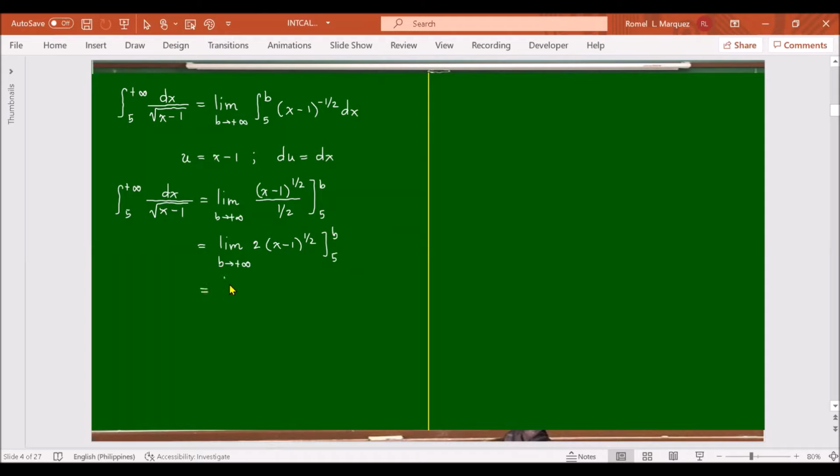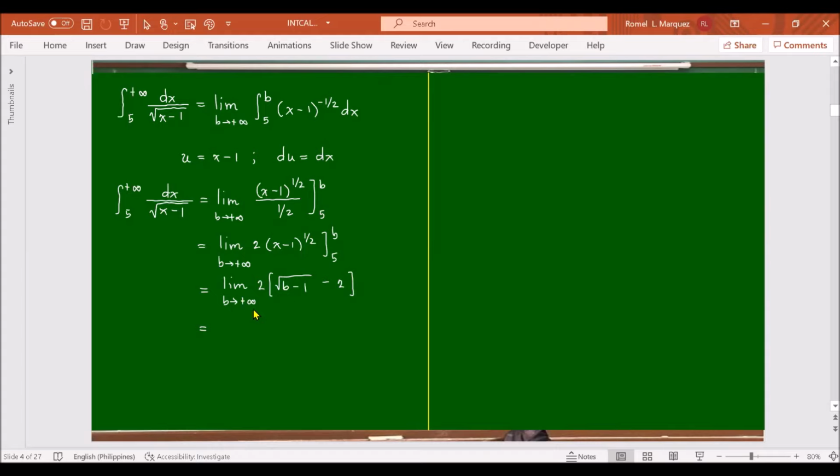So at the upper limit, we have the limit as b approaches positive infinity of 2 times, so this radical, (x minus 1) raised to 1/2, is equal to square root of b minus 1, okay? So at the lower limit, we have 5 minus 1, that is 4, square root, so giving 2. Okay, now let's evaluate this limit.